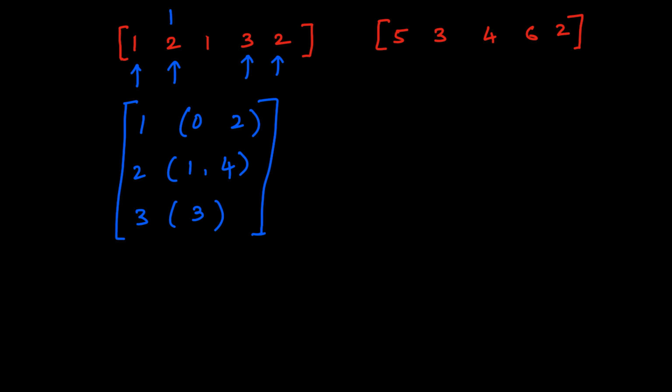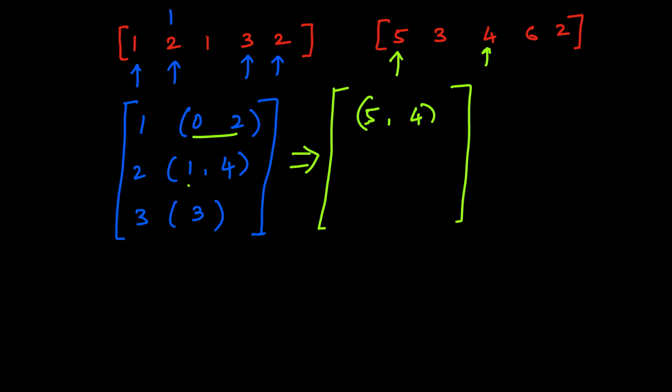Now that we have collected all of the indices, the next step is to collect the corresponding values from the y collection. For demo purposes, I'll create a separate collection, but for the actual implementation, we can reuse the same collection that we used earlier. For the first entry, for indices 0 and 2, the corresponding values are 5 and 4. The next indices are 1 and 4, the corresponding values will be 3 and 2. The last entry is index 3, the corresponding value is 6.